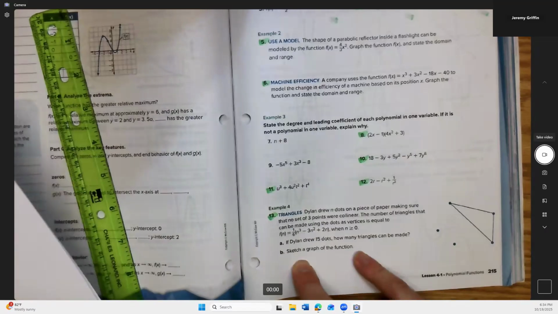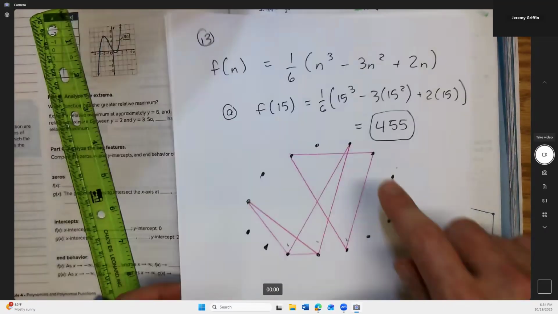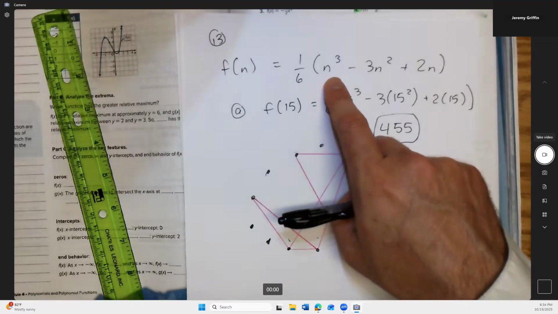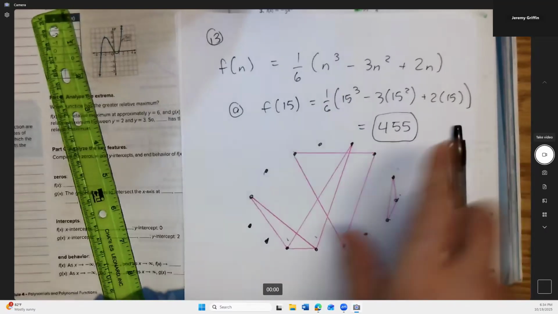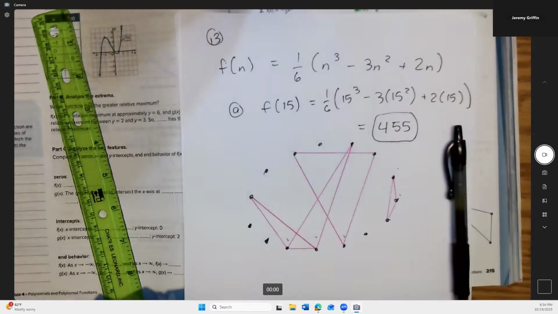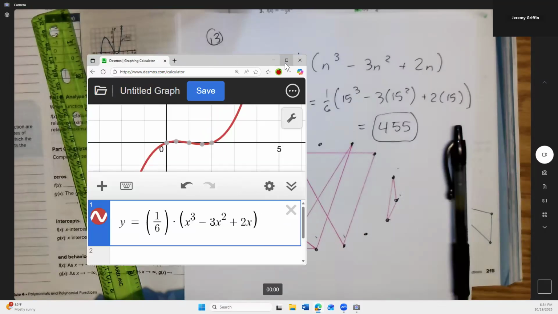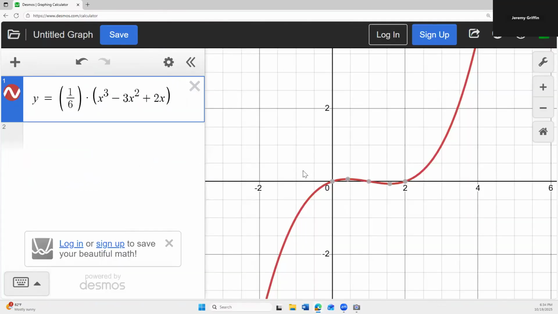Okay, sketch a graph of the function. Now, I see this is a cubic, right? You guys see n to the power of 3, something like that. And so I know what the basic shape is going to be. Go to Desmos. Okay. Yeah, I think it's this one right here. Yeah, that's it.